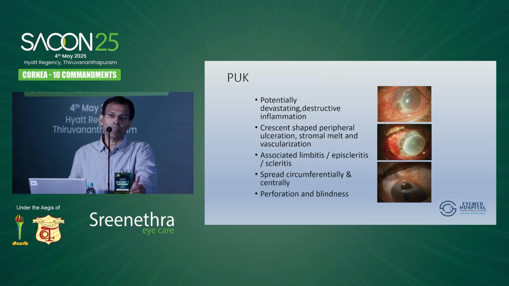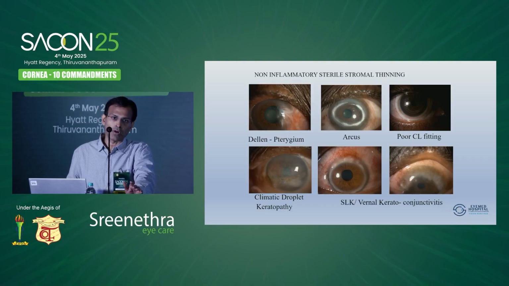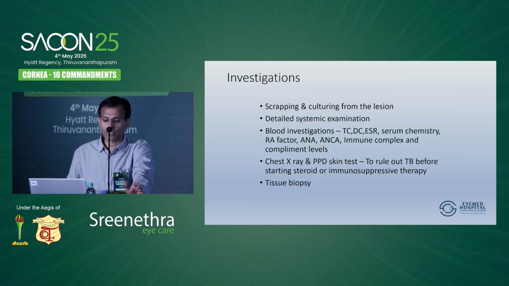If you don't treat them, and you don't find a systemic disease, and you are not sure of what you're doing, it starts going fast and there is a melt. Non-inflammatory conditions can be treated medically. You should know, because you should not think this is PUK and go for immediate surgery or immunotherapy. Dellen sometimes looks like a PUK, as do a large pterygium, an irregular chemosis of the conjunctiva, arcus, and poorly fitting contact lenses. Climatic droplet can show an irregular cornea, and particularly SLK, superior limbic keratoconjunctivitis, as well as VKC. All these things have to be ruled out before you jump into a diagnosis of PUK.